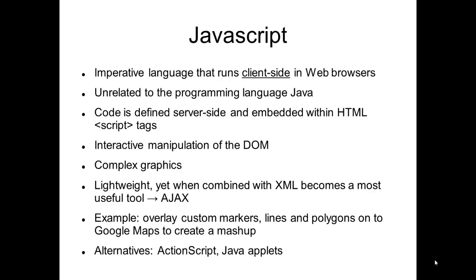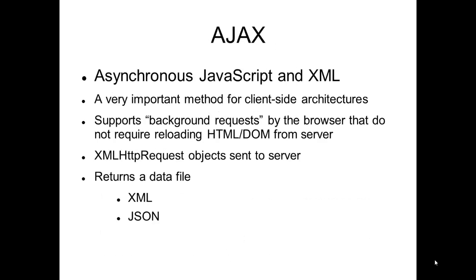And we keep seeing this word AJAX. We'll actually get there in a minute. For example, use JavaScript to overlay custom markers, lines and polygons on top of Google Maps to create a mashup. And indeed, the web interface on the entangled bank where you enter the polygon, that's a JavaScript application running in the browser. And there are all sorts of alternatives, ActionScript, Java applets.